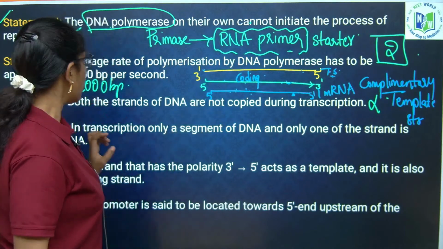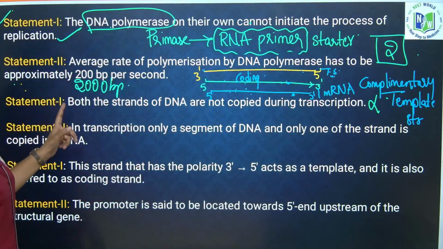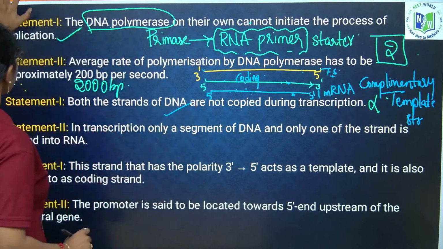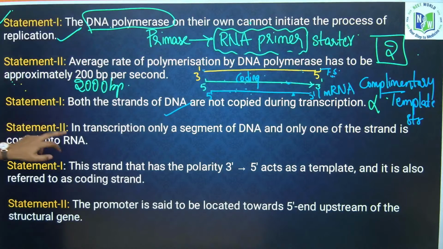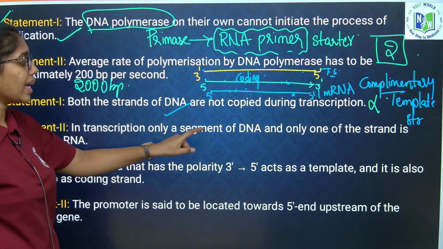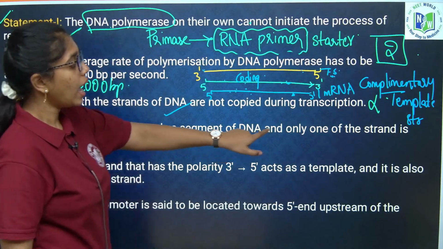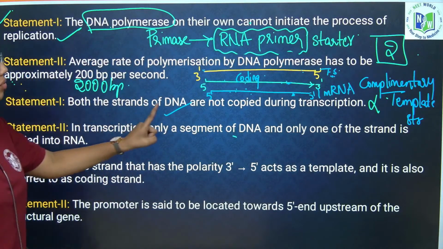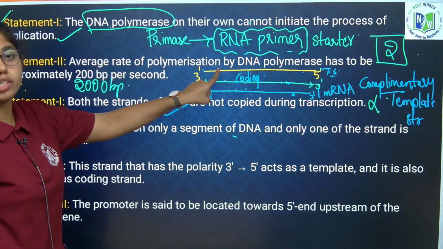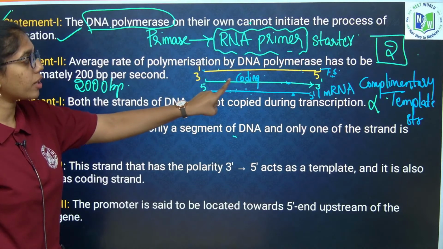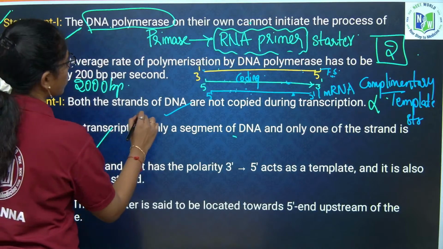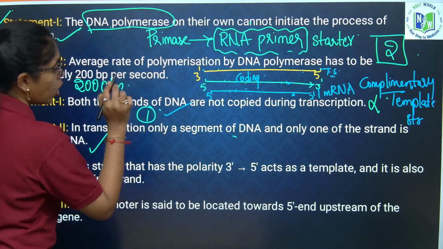Okay, clear? So yes, if you look into the two statements, both the strands of DNA are not copied, correct? Both the strands are not copied, and in transcription only a segment of DNA is taken and only one of the strands is copied into RNA. One of the strands, what is that? Template strand, and the RNA is the same as the coding strand. Do remember that. Yes, both statements are true, then we have to go for option 1.